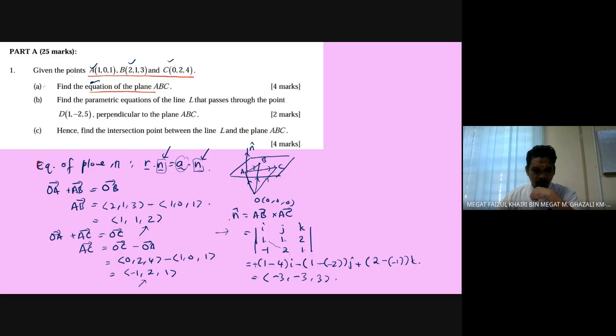Negative 1, 2. Wait, do I make a mistake here? 0 minus 1 equal to negative 1. 2 minus 0, 2. 4 minus 1, supposedly 4 minus 1 equal to 3. Okay, so in this case, 1, negative 1, 2, supposedly 3 here. Okay, I made a mistake, sorry.